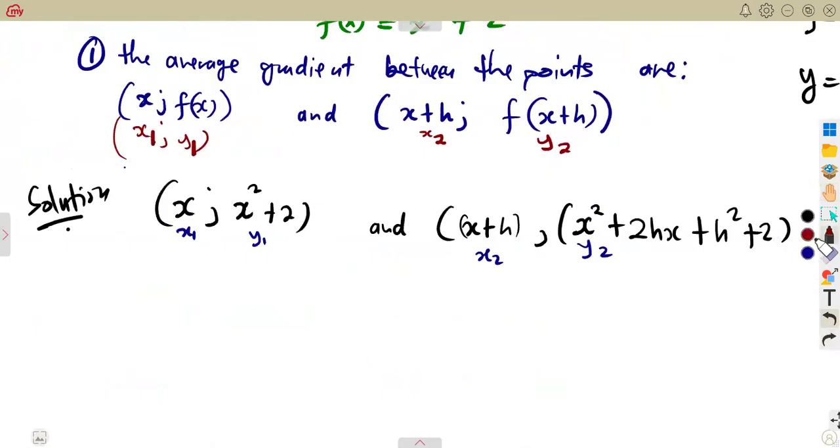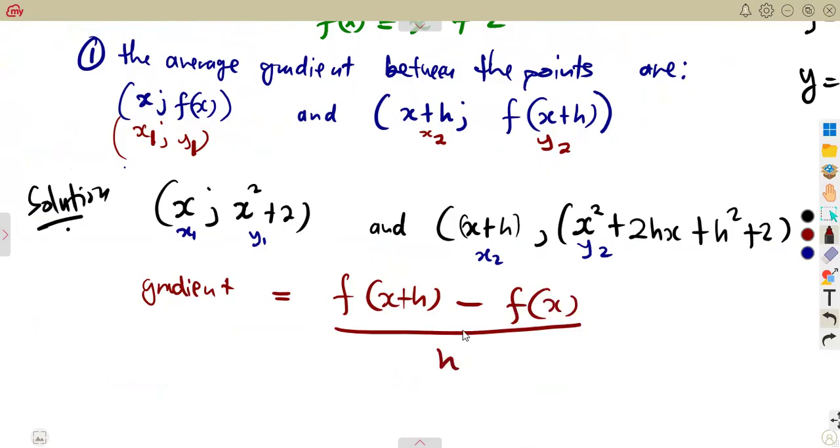I was saying from our formula, the gradient, which can be written as m, or the average gradient, is given as f of x plus h minus f of x, everything over h. So this is what just happened here. The formula is direct and straightforward. What it simply tells us is that we can obtain the gradient expression, not the exact gradient. We're going to talk of obtaining the exact gradient later. We can obtain an expression for this gradient in terms of h.